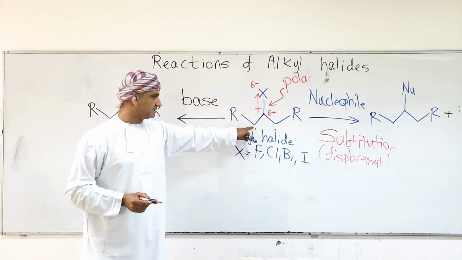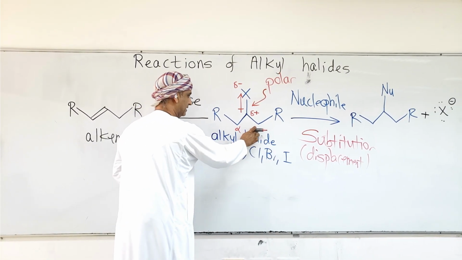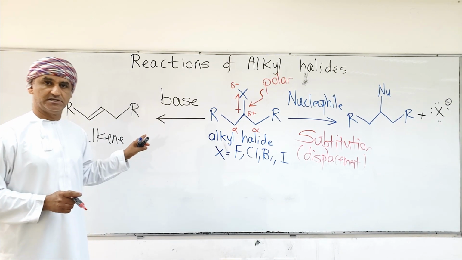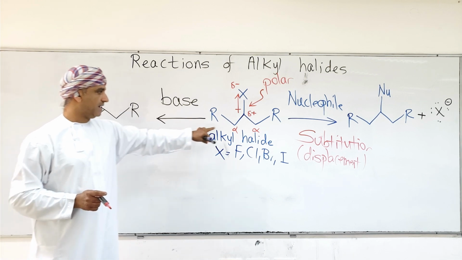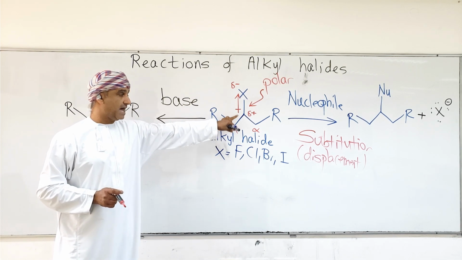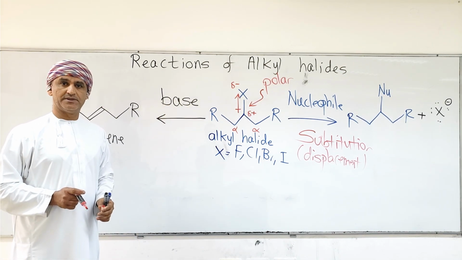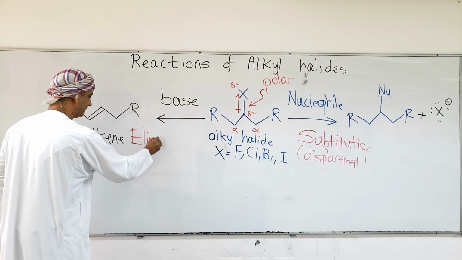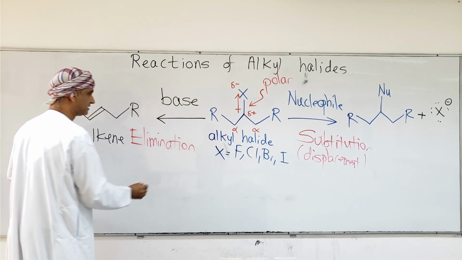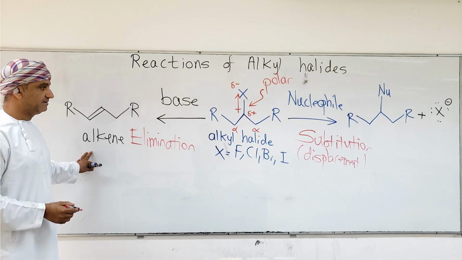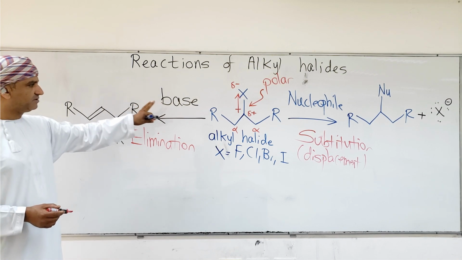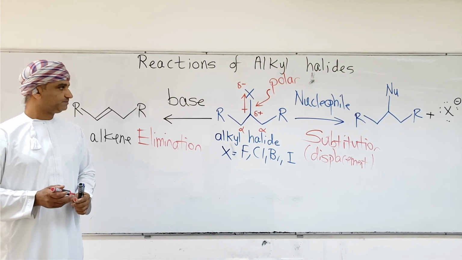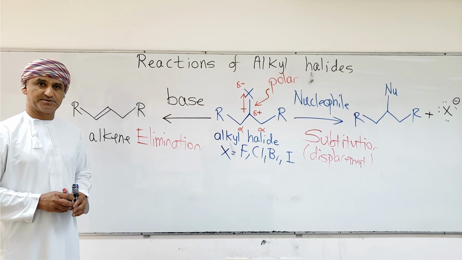So these adjacent carbons, sometimes called alpha carbons, you can label them as alpha. These alpha carbons must have a proton for the elimination reaction to take place. The base will take off a proton from an adjacent carbon, the alpha carbon to the carbon bearing the X, and then X will leave. So this is what the base will do in this elimination reaction. So this is the elimination reaction of alkyl halides to make an alkene. The alkene is the product of the elimination reaction. And please pay attention to the types of reagents used. A base is used in the elimination reaction, and a nucleophile is used in the substitution reaction.